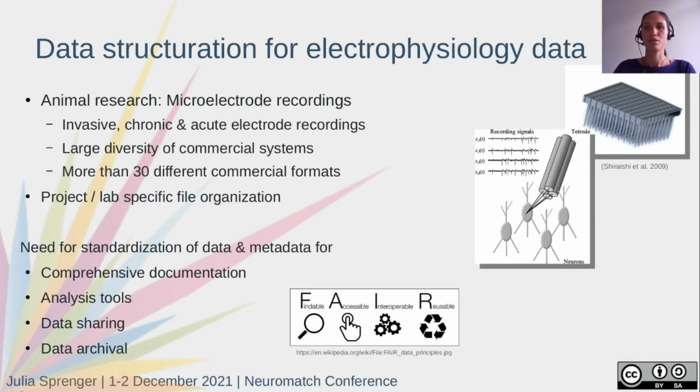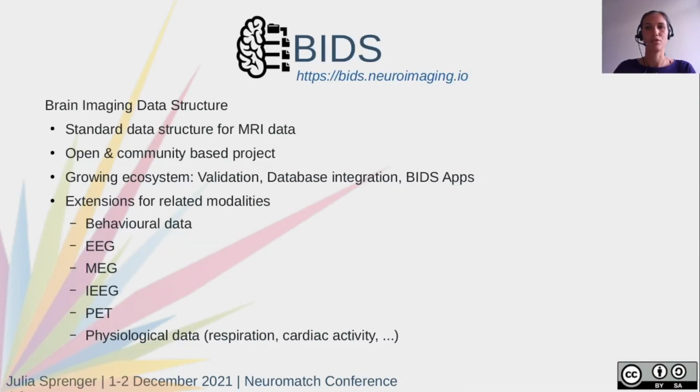For this, we look at a neighboring community, which is the imaging community. This community developed BIDS, which is the Brain Imaging Data Structure that has emerged a couple of years ago from the community, and it's an open and community-based project for storing imaging data.